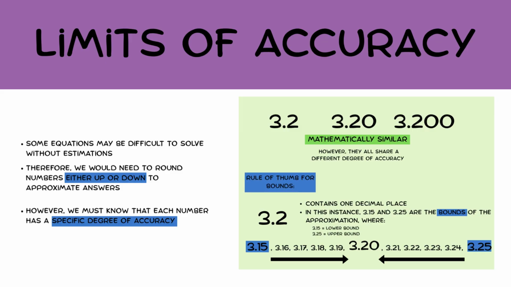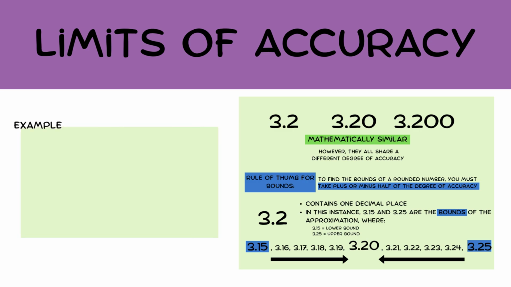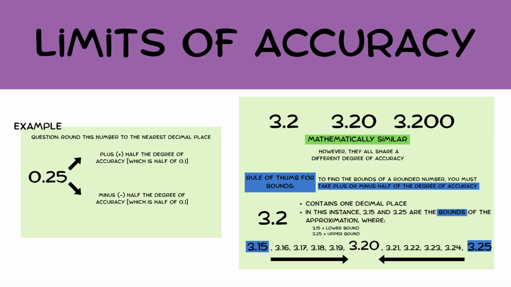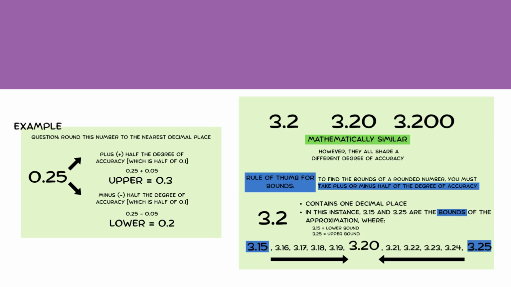What we notice as a general rule for bounds is to take plus or minus half of the degree of accuracy to find either the upper or lower bound. For example, if this number is to be rounded to 1 decimal place, we need to plus or minus half 0.1, therefore making the upper bound 0.30 and the lower bound 0.20.